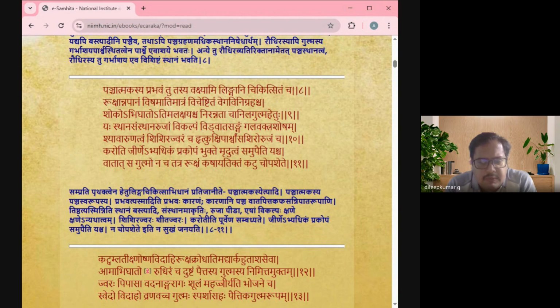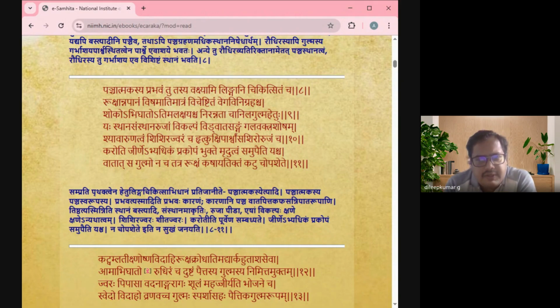So Vataja Gulma includes spasms, expansions, volvulus, intussusception, polyposis, abnormal familial polyposis. So all these can be included under Vataja Gulma.